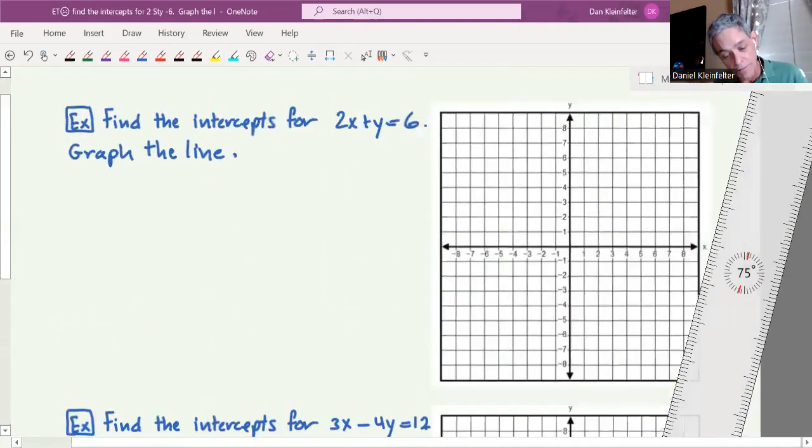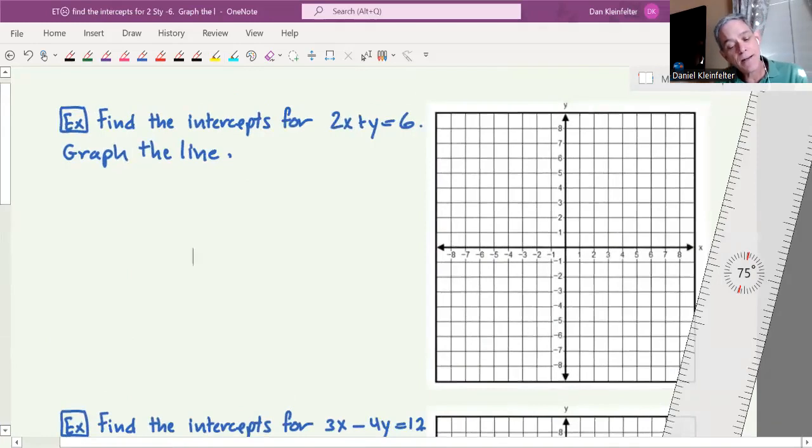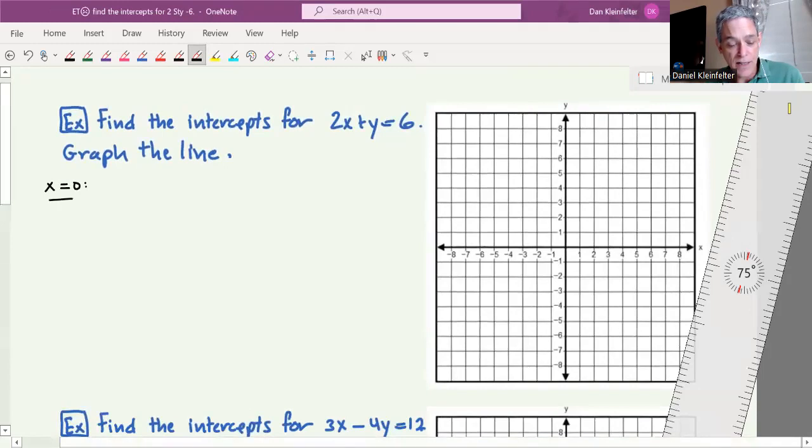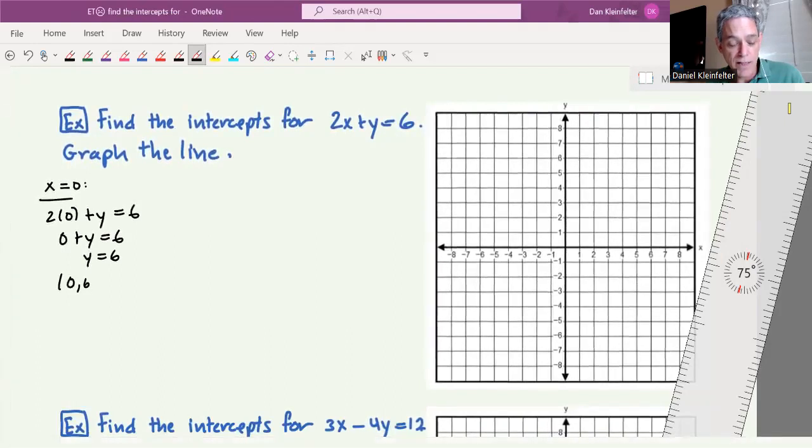Okay, let's try to find the intercepts for 2x plus y equals 6, and then we'll use that information to help us graph the line. So let's first start when x is 0, we'll have 2 times 0 plus y equals 6. 0 plus y equals 6. So y equals 6. This will give us the point 0, 6, and that is a y-intercept.